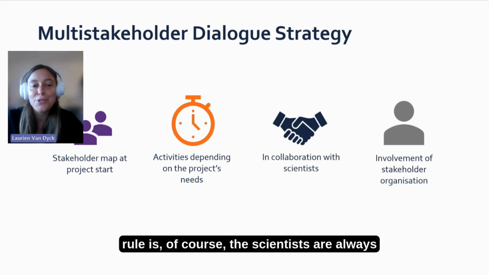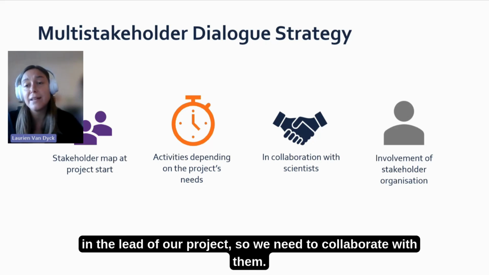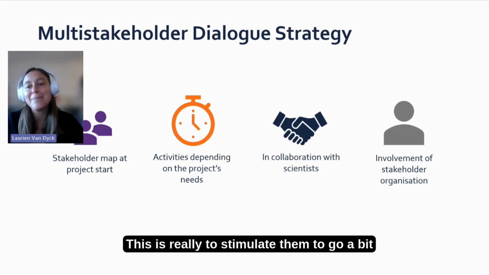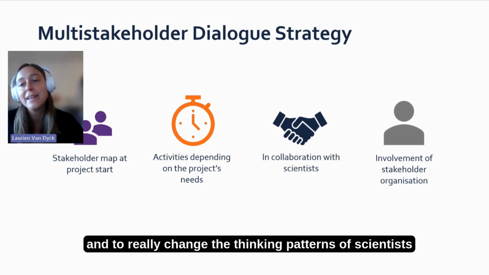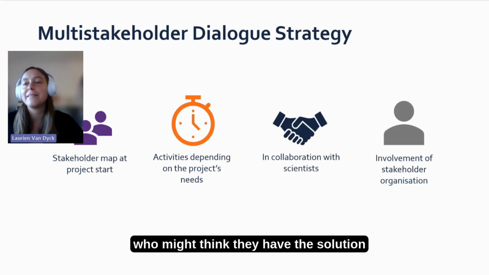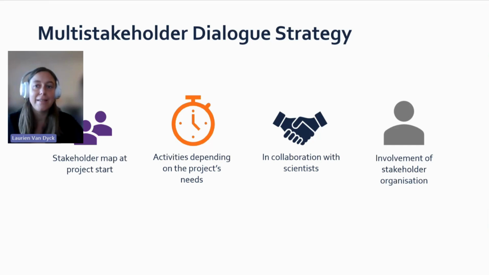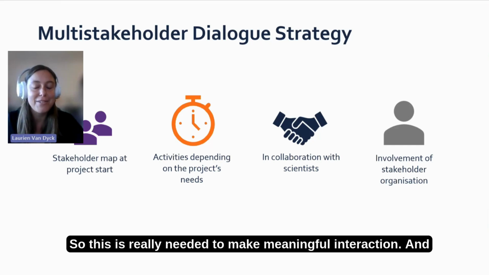Third rule is, of course, the scientists are always in the lead of our project, so we need to collaborate with them. This is really to stimulate them to go a bit deeper than the first layer of the iceberg, as Jessica explained, and to really change the thinking patterns of scientists who might think they have the solution while it's not accepted by the stakeholders. So this is really needed to make a meaningful interaction.